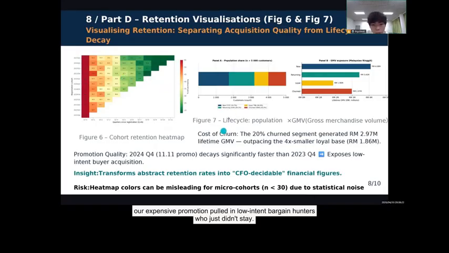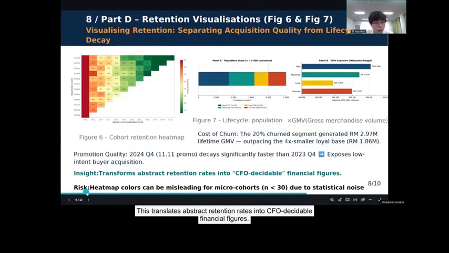So let's look at the right graph, figure 7. Let's see how much the churn cost us. This 20% churn segment generated around 2.97 million lifetime GMV, outpacing the four times smaller loyal base. You can see here, the loyal base is 1.86 million. So this allows us to transform abstract retention rates into simple, decidable financial figures.